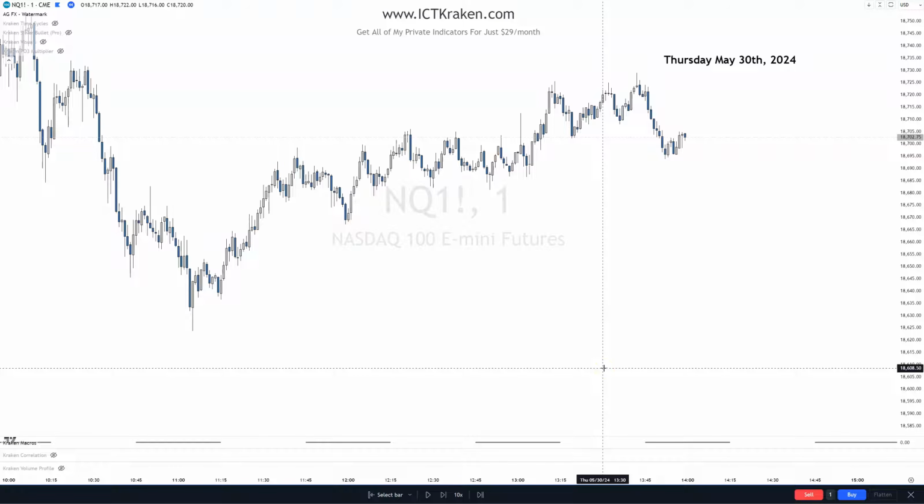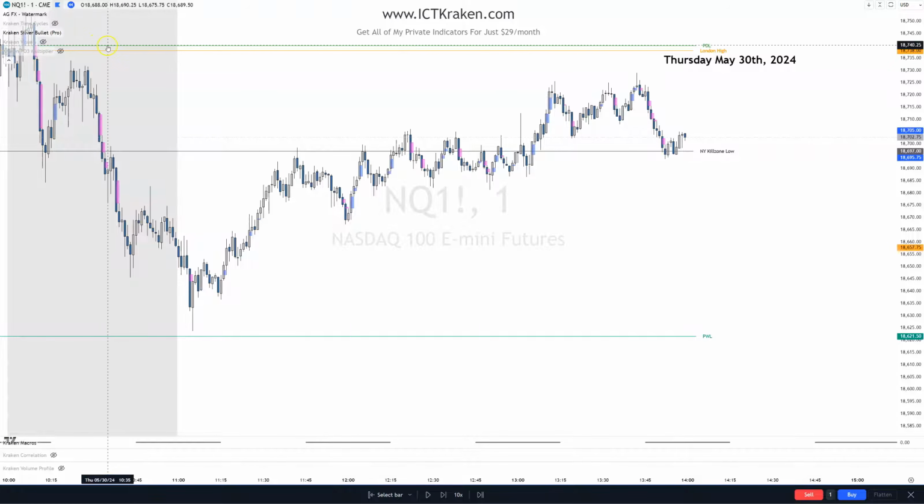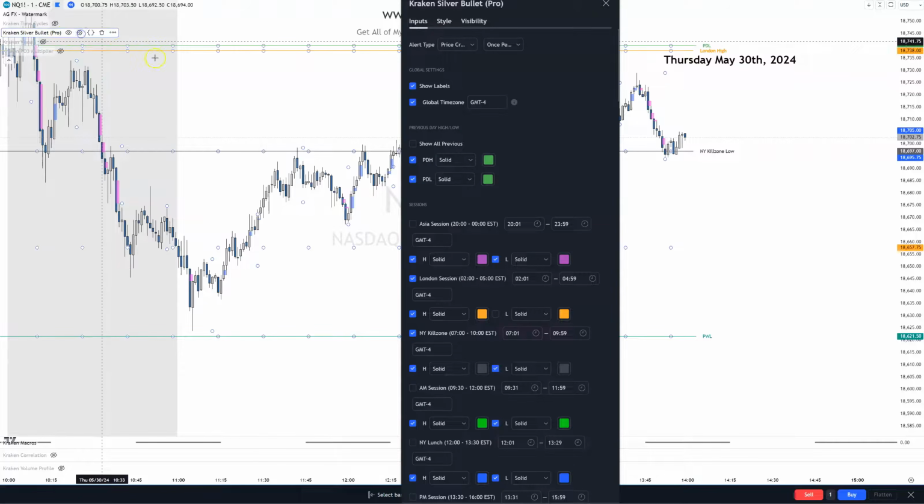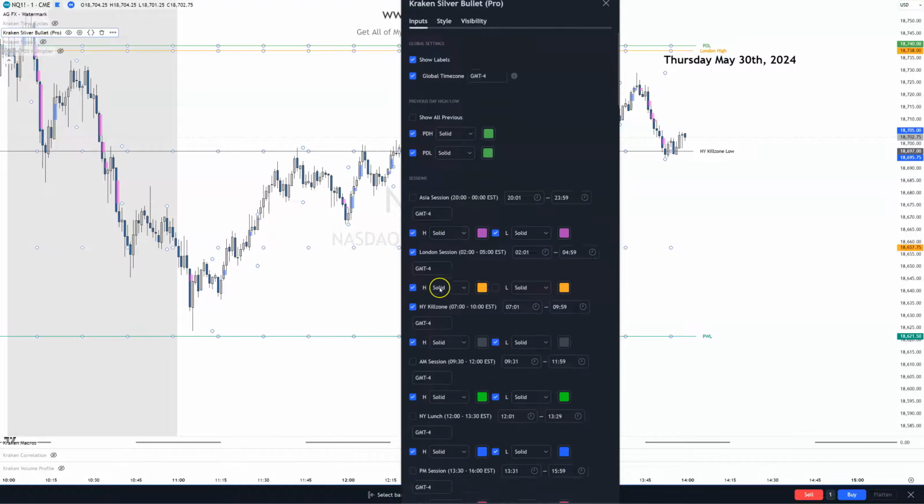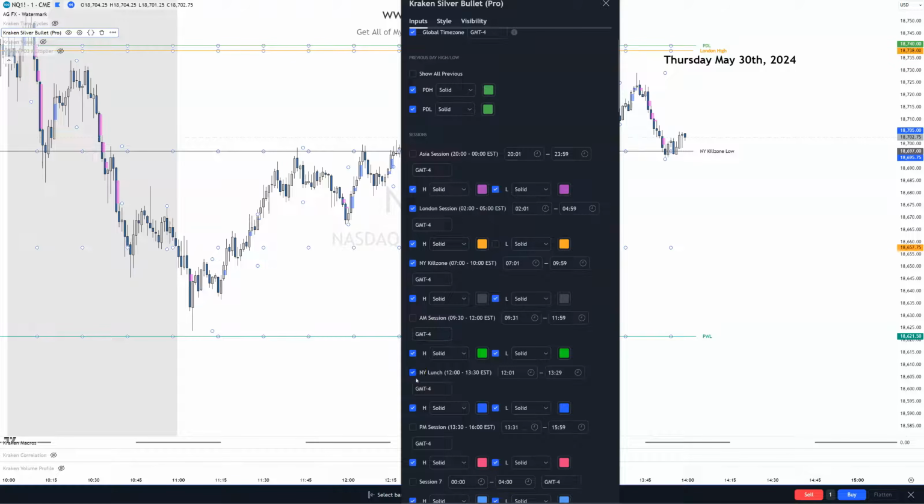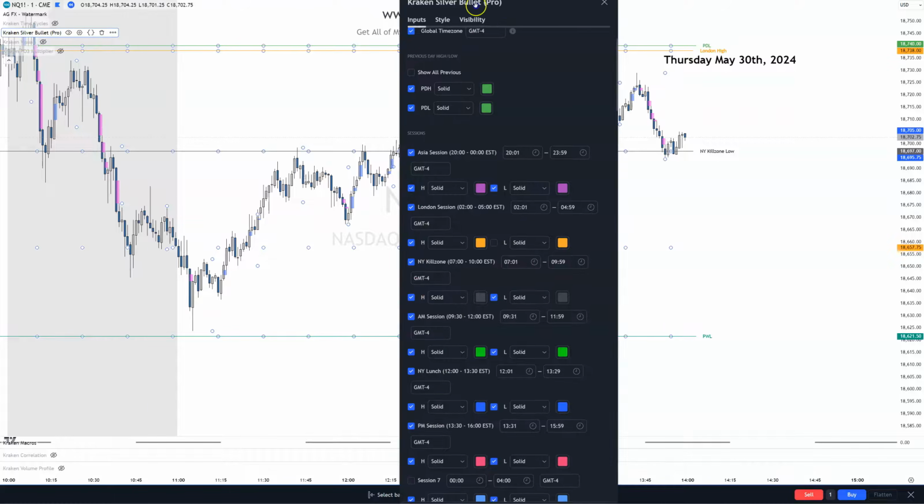Today I want to go over the PM Silver Bullet for Thursday, May 30th. So the first thing I'm going to do is turn on the Kraken Silver Bullet Pro and let's just see what's around here. Let's turn on the New York lunch and let's turn on the AM side. Let's just turn it all on and see what's going on here.